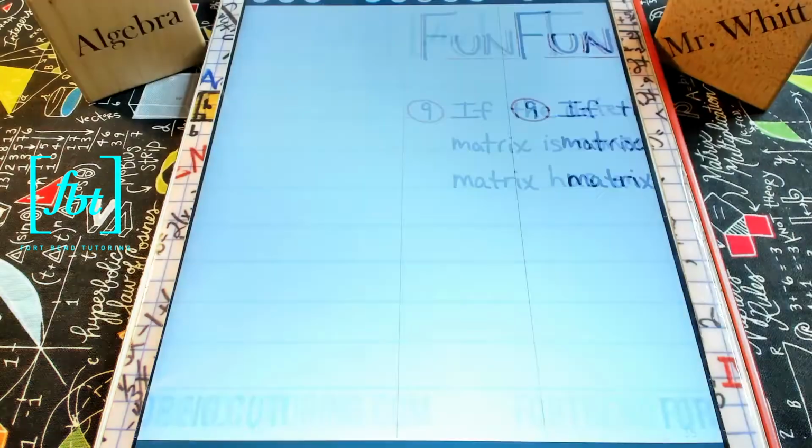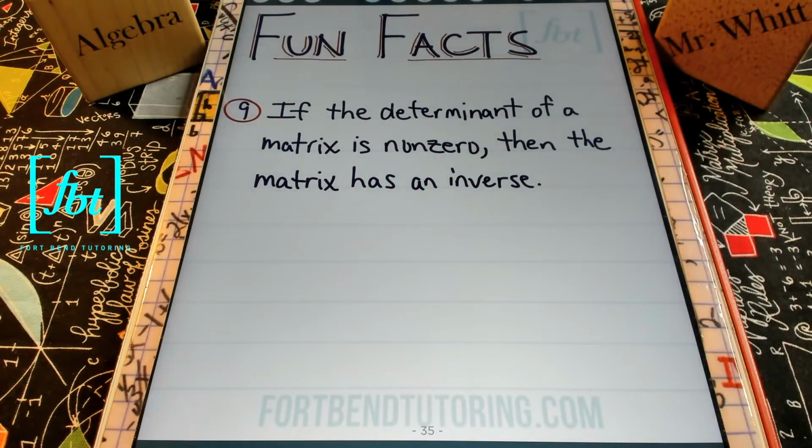Moving on to fun fact number 9. If the determinant of a matrix is non-zero, meaning the determinant is any other number but 0, then the matrix has an inverse. So matrices can have an inverse.